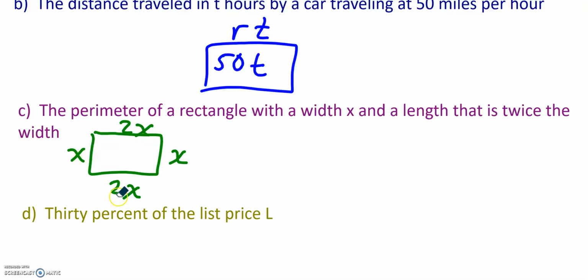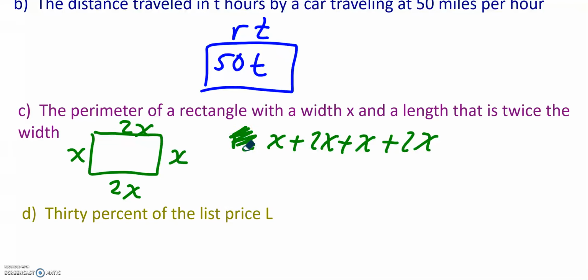So the perimeter of this entire shape, perimeter is all the way around the outside, so we'd be adding all the sides. The perimeter: x plus 2x plus x plus 2x. Because it's an expression, not an equation, I'm going to get rid of P equals, and the expression that will represent it, if I combine like terms, would be 6x.